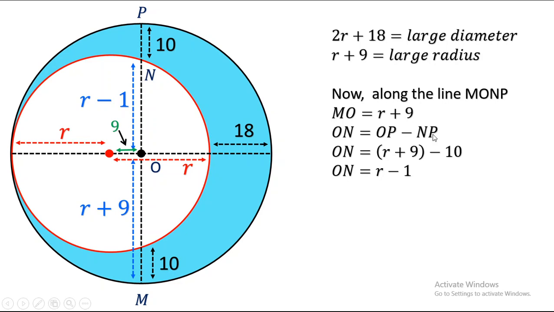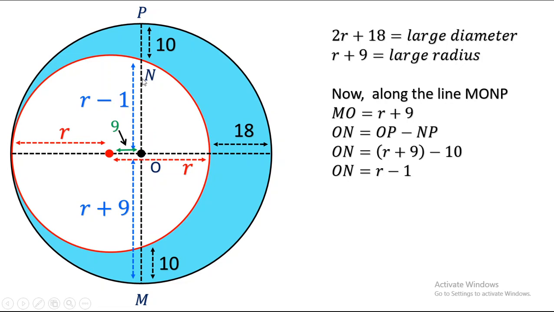That is what is written over here: ON is equal to the larger radius minus NP, the given part, 10 centimeter. So ON is equal to the larger radius OP. Since the values of OP and OM are the same because they are radii, the value of OP is r plus 9 and NP is given as 10, so minus 10. So ON is equal to r plus 9 minus 10, which on simplifying we get ON is equal to r minus 1. The value of ON is r minus 1.